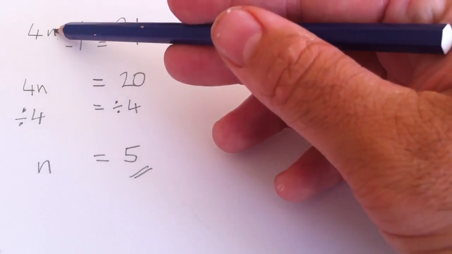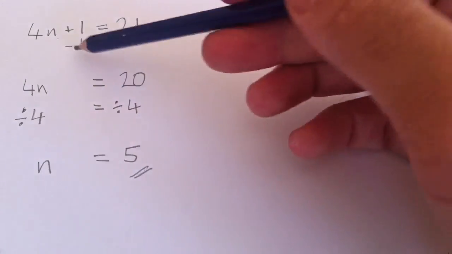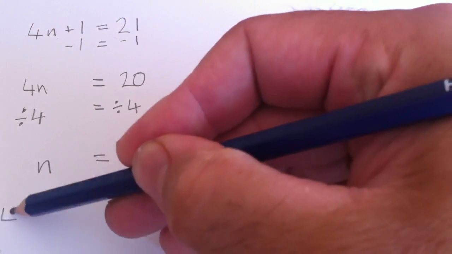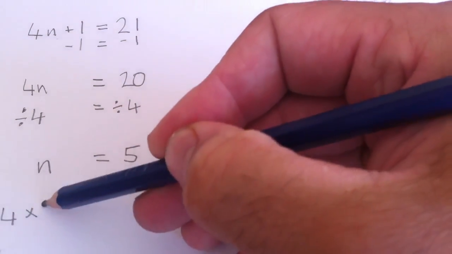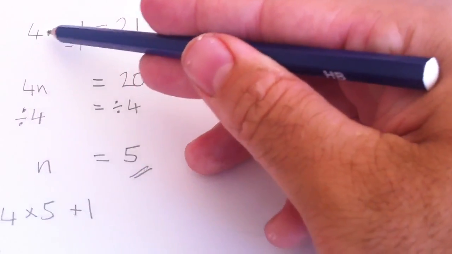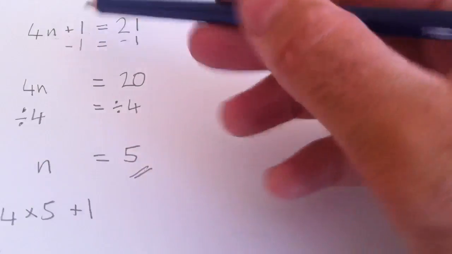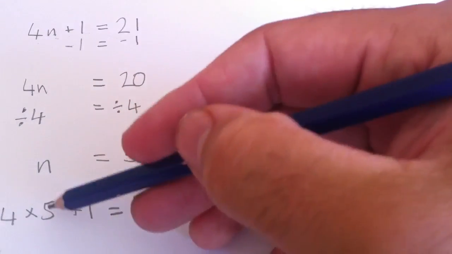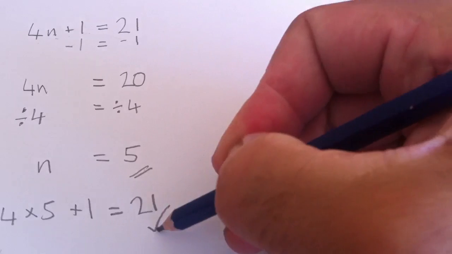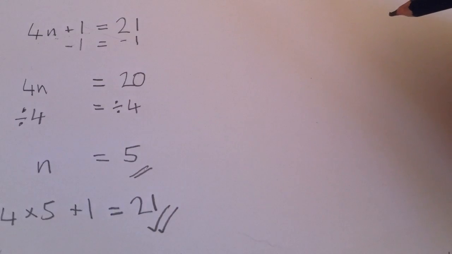There's a little check that we can do to check that this is the correct answer, and we can substitute n back into the equation. 5, replace it there with the n. So here we have 4 times what we've just worked out is 5, + 1, because that's what it says: 4 times 5 + 1. Hopefully 4 times 5, which is 20, + 1 equals 21. So we know that we've got the correct answer.